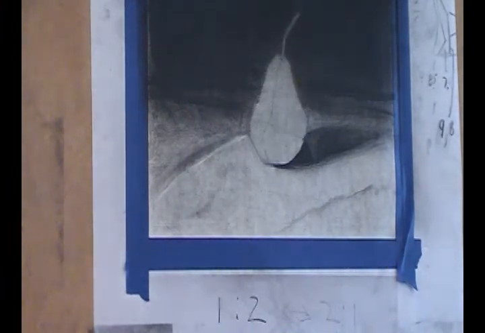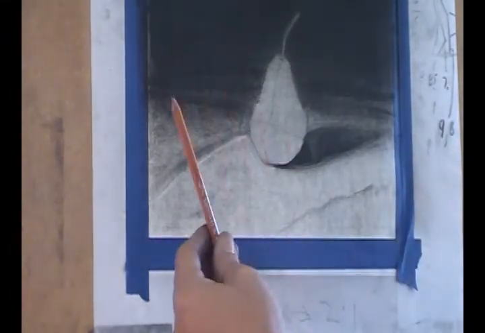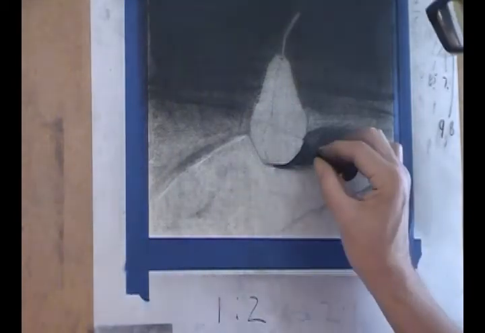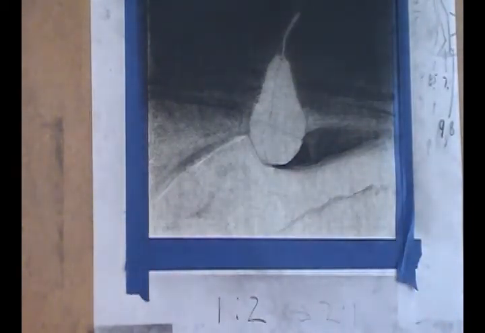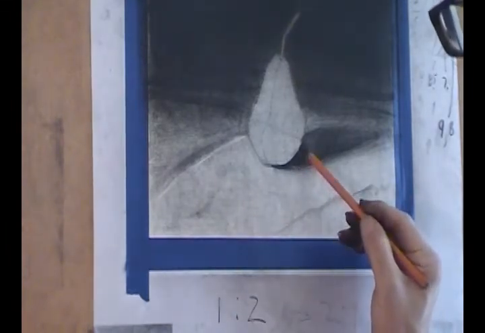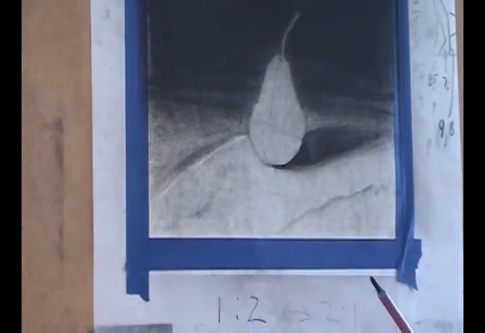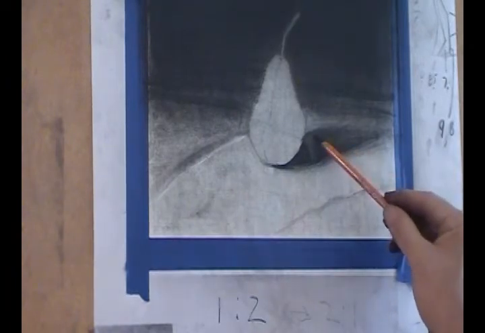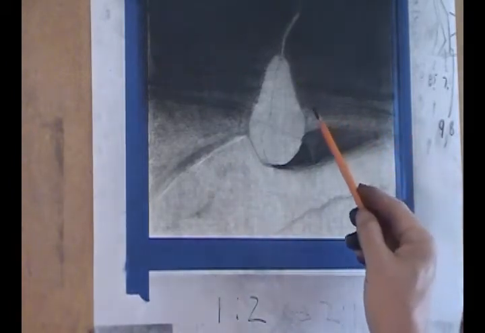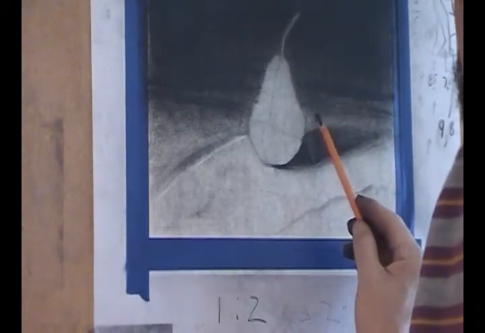Now I've got some compressed charcoal pencil. Compressed charcoal, and I'm going to switch over from compressed charcoal to charcoal pencil. That's what I meant to say. And so I can switch back and forth. See, a lot of work goes into this, and I didn't even start drawing the pear yet.